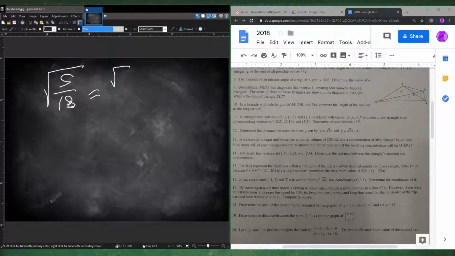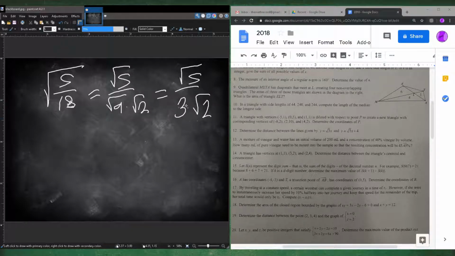So square root 5. Square root 18 is basically just square root 9 times square root 2. So that's just 3 on the bottom. So that's square root 5 over 3 times square root 2. We want to get the radical out of the bottom, so just multiply the top and bottom by square root 2. So square root 5 times square root 2 is square root 10.